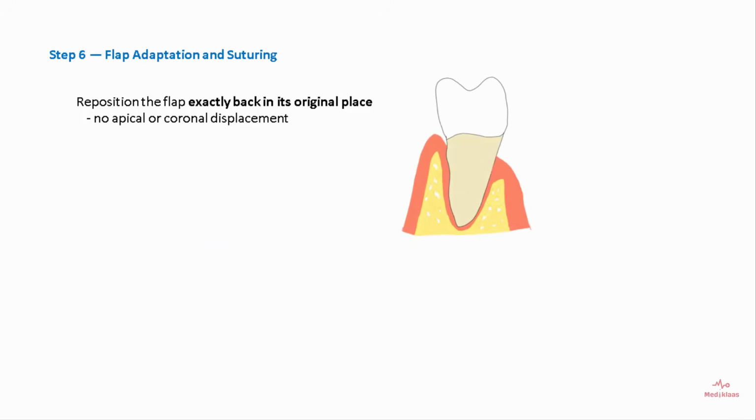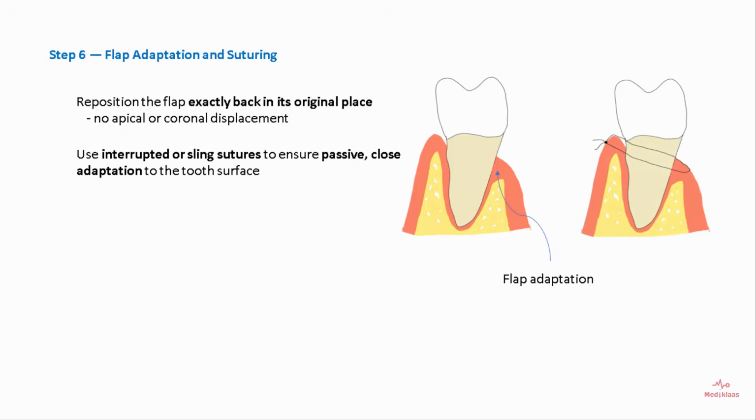Sixth step involves flap adaptation and suturing. The flap is placed back exactly in its original position. There is no apical or coronal displacement. This is followed by interrupted or sling sutures to ensure passive, close adaptation to the tooth surface. The closer the contact, the better the healing.